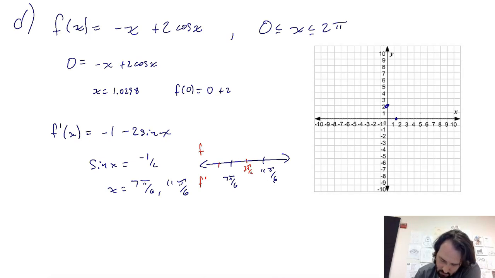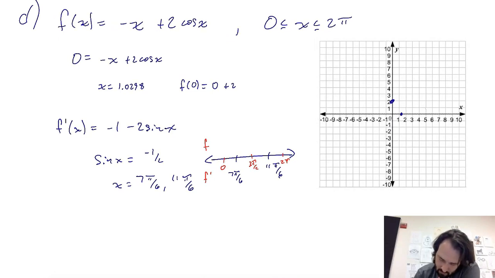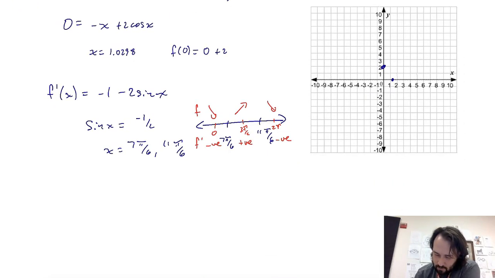This one I could choose 0, which would be the same as 2 pi. If I put in 0, it's going to be negative, so I'm decreasing, which means I'm also decreasing out here. At 3 pi over 2, sine is negative 1, so negative 1 times negative 2 is positive 2, plus 1, this will come out positive, so I'm increasing in between there. So I have a min and a max, as well as a maximum and a minimum on my endpoints.